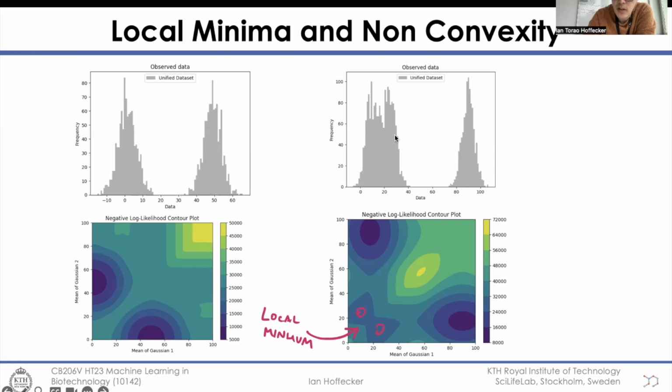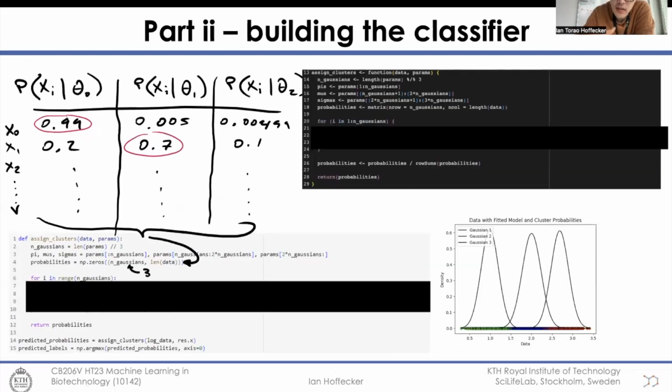So we're trying to fit 3 Gaussians to this data set, and we can see that there are some local minima that we might get stuck in, which would not be an optimal solution relative to these deeper pockets down here. So that's the minimization step. And then the next step that we're interested in is building some kind of classifier from this.